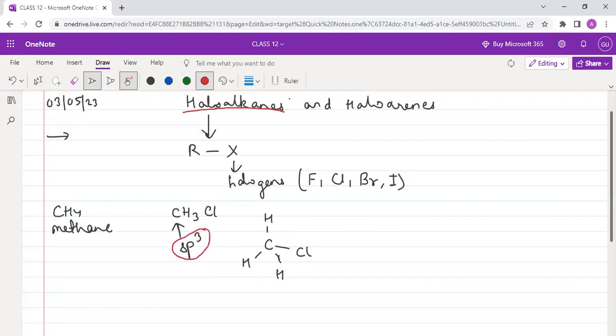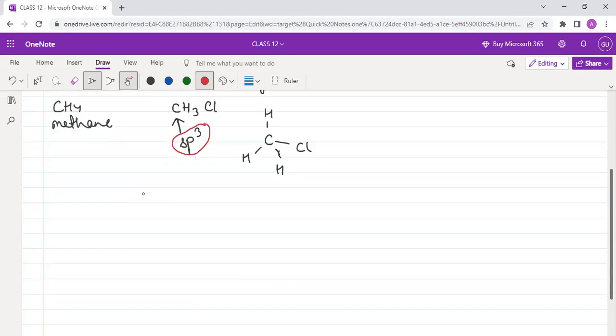The general name of this haloalkane is also alkyl halide, because this R is an alkyl group and the halogen is represented as halide. So they are also called alkyl halides. Now, if one halogen atom is attached, it is called a monohaloalkane. If two are attached, it is called a dihaloalkane. If three are attached, a trihaloalkane. So you know this, right?